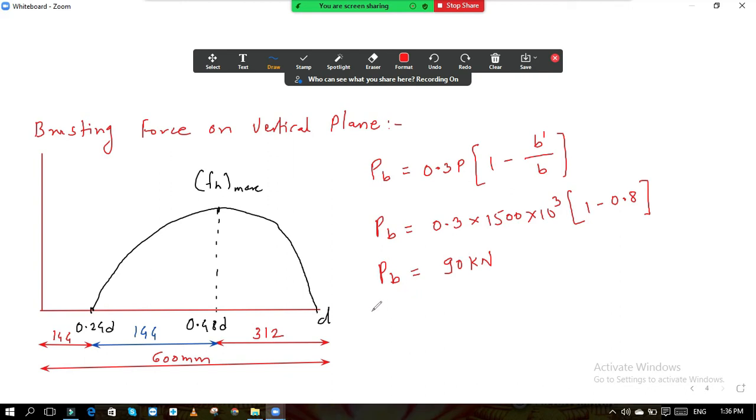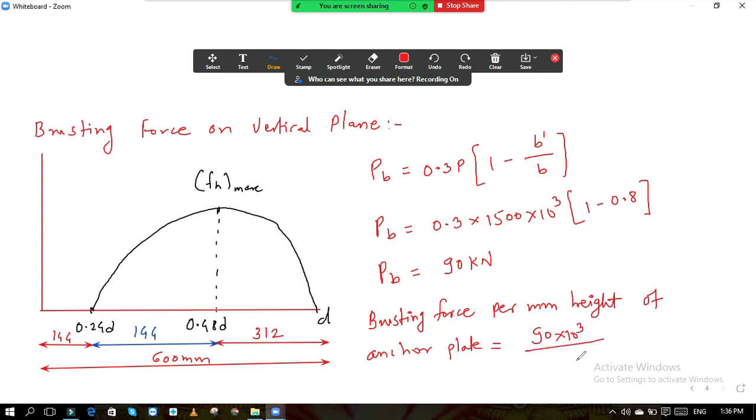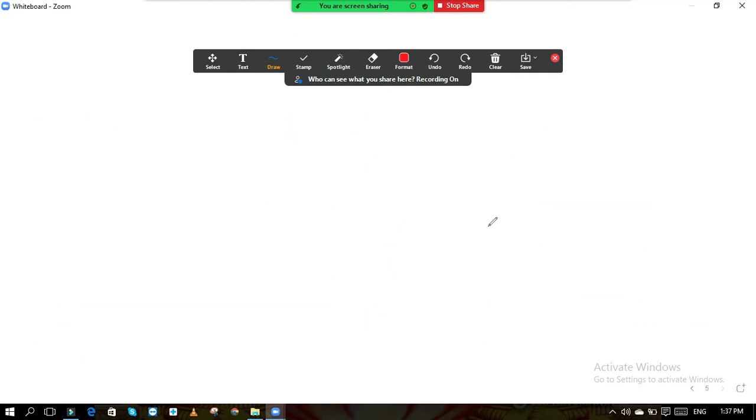Okay, so now the bursting force per height of anchor plate. So now we want it per height. So this 90 kilonewton is divided by height. What is height? It is 300. So if you calculate this, 3 9s are 27, so it is 300 Newton per mm.